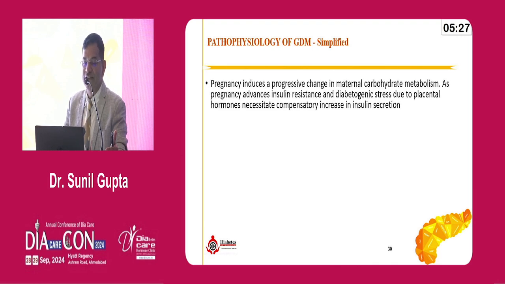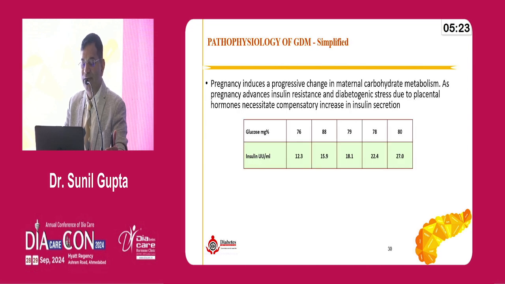So pathophysiology: pregnancy induces a progressive change in maternal carbohydrate metabolism as it advances. Now there's a wonderful diagram which depicts this. Blood glucose is maintained at around 76 to 80 throughout, but the insulin level grows gradually to maintain euglycemia. And this is how it is supposed to be normal.